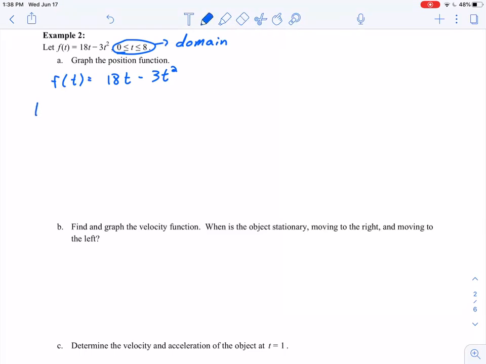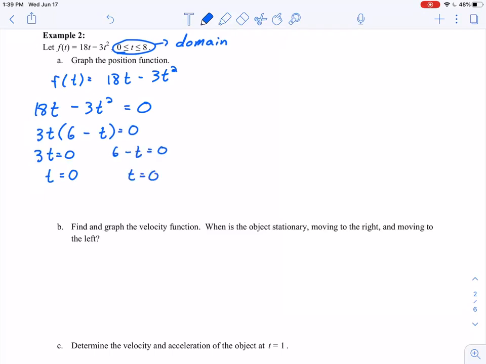So I'm going to take this function, 18t minus 3t squared, and set it equal to 0. This factors really nicely. Let's go ahead and do that. I'm going to factor out 3t. That'll leave me with 6 minus t equal to 0. Taking each factor and setting it equal to 0, 3t equals 0 gives t equals 0. 6 minus t equals 0 gives t equals 6. So that means it crosses the x-axis at 0 and at 6.